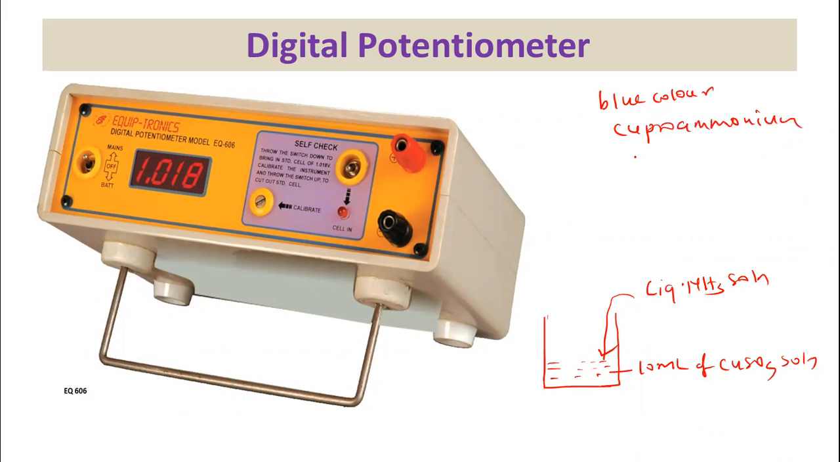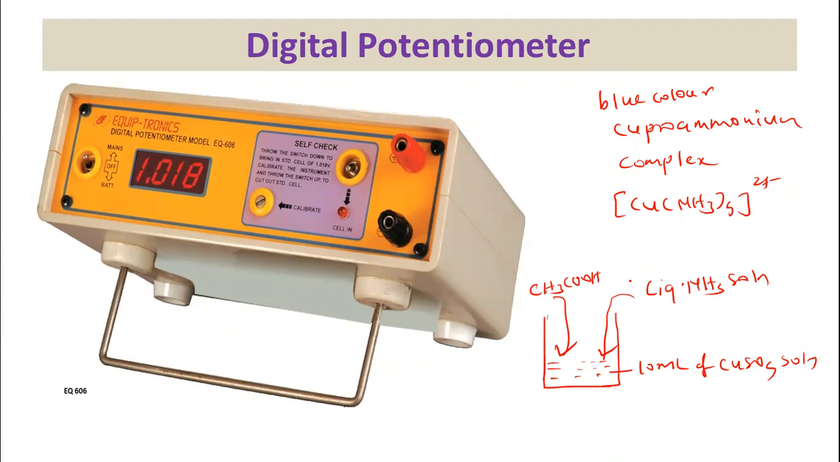Cuproammonium complex. It means ammonia is a ligand here and copper is the metal ion, and the complex can be represented in this way: Cu(NH3)4 2+. A dark blue color complex is formed here. Then we have to add glacial acetic acid. So due to the addition of the glacial acetic acid, what happens? This blue color complex dissolves and the dark blue color disappears.